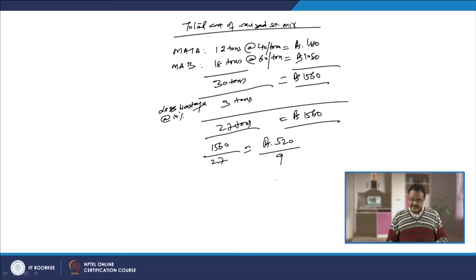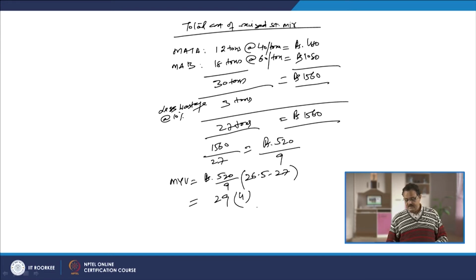Now you can easily calculate the material yield variance because all the information is available with us. This is the standard rate. The standard rate we are going to use here is rupees 520 divided by 9 into what is the actual output? 26.5. What was the standard? 27. If you calculate this, it comes up as 29 unfavorable. This variance works out as 29 unfavorable.